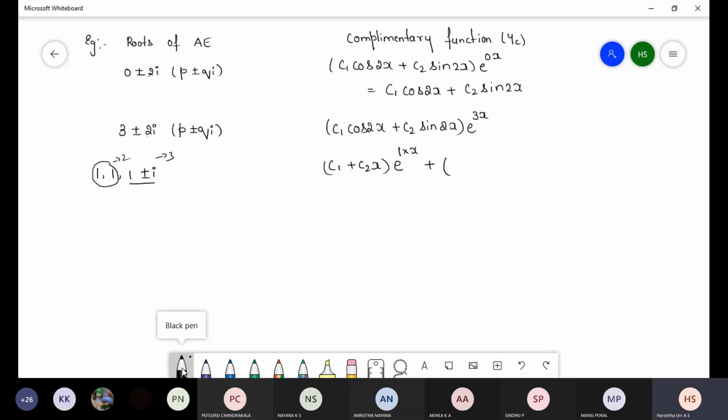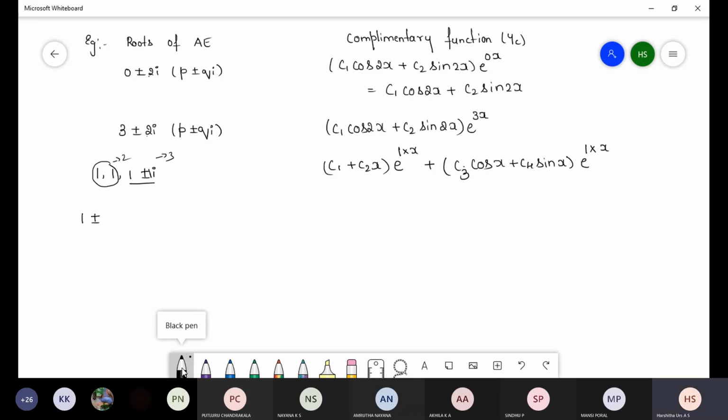Plus, again this is case 3. Means C2 is over. So C3 cos, in the place of q we have 1, so cos x plus C4 sin x, e power, in the place of p we have 1. So e power 1 into x.